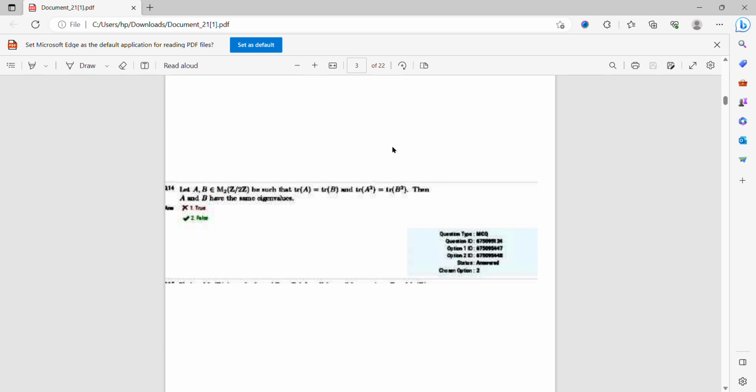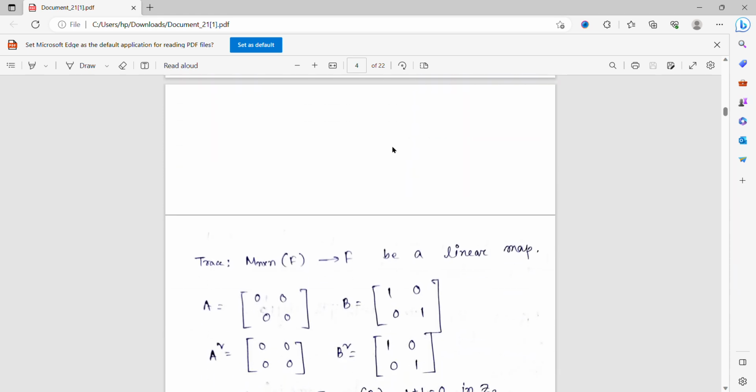It's a tricky problem. So it is asked that if A and B are 2 cross 2 matrices with entries from Z2 such that trace of A equals trace of B and trace of A square equals trace of B square, then A and B have the same eigenvalues. So let's start the solution.